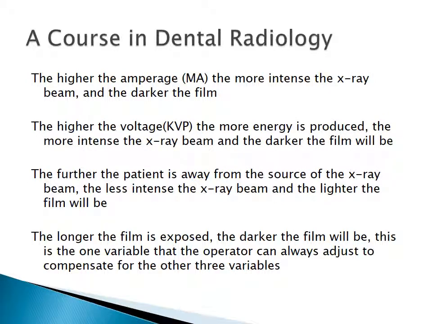So as we were talking about earlier, the higher the mA, the milliamps, the more X-ray I'm going to produce, which will then give me a darker film. The more I raise my kilovolts peak, or my kVp, the more energy I'm going to produce, which means my beam is going to be more intense, which means my film will be darker.